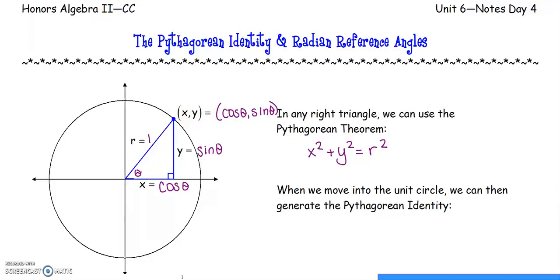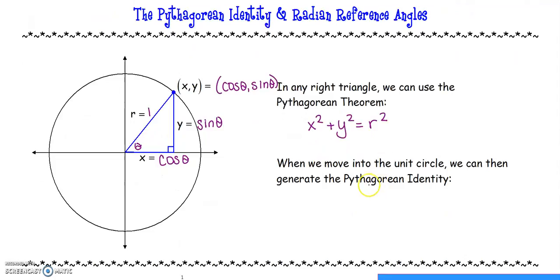So when we move into the unit circle, the Pythagorean theorem becomes what we call our Pythagorean identity. Instead of saying x squared, well, we've got the cosine squared of theta. And instead of saying y squared, we've got the sine squared of theta. And since r is equal to 1, we've got that is equal to 1. So our Pythagorean identity is cosine squared plus sine squared is equal to 1. Now, one thing I want you guys to go ahead and note is the notation here. It is not the cosine of theta squared. Those are two different things, okay? So this is the cosine squared of theta.